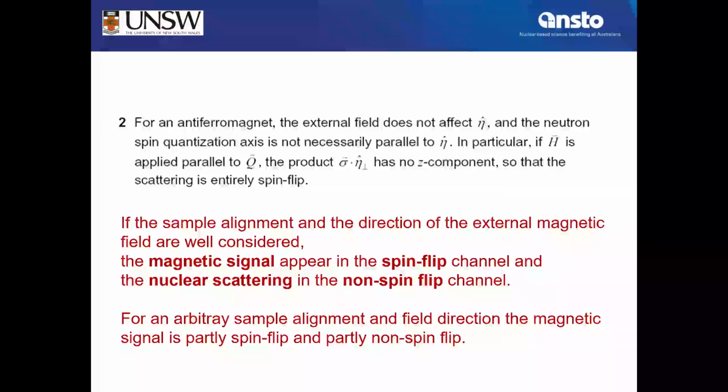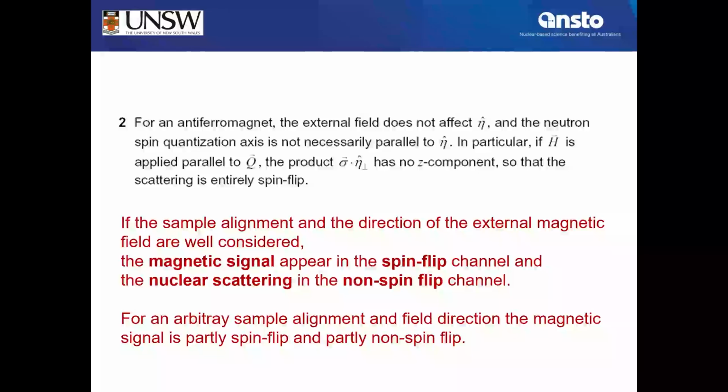In case of an antiferromagnet, the external magnetic field has no effect at all because from outside, an antiferromagnet is neutral. So now the spin quantization axis is not necessarily parallel. And now we can actually arrange our crystal in such a way that the perpendicular component has no Z component. And in that case, we get 100% spin flip arrangement.